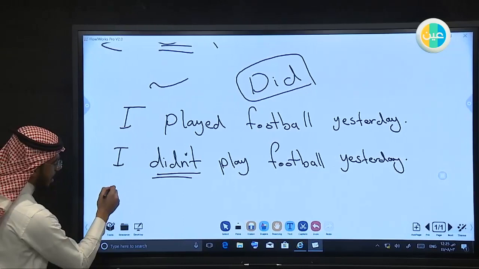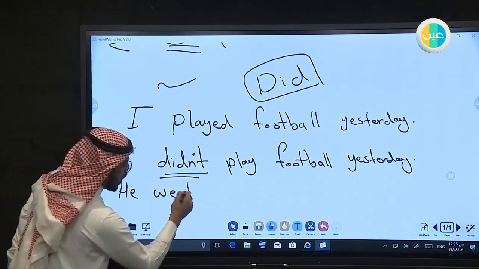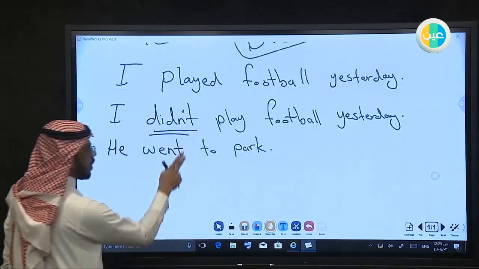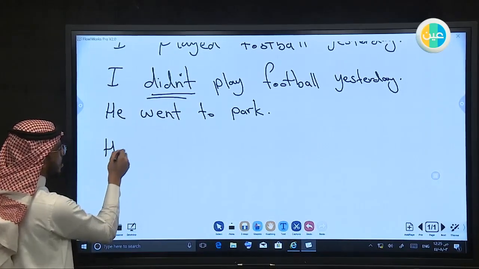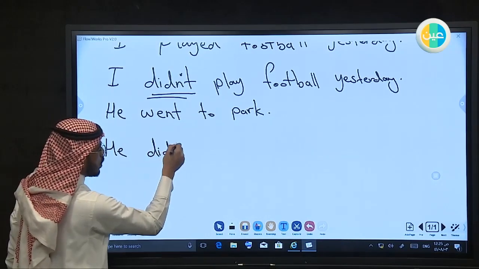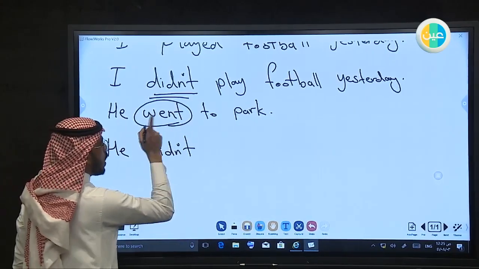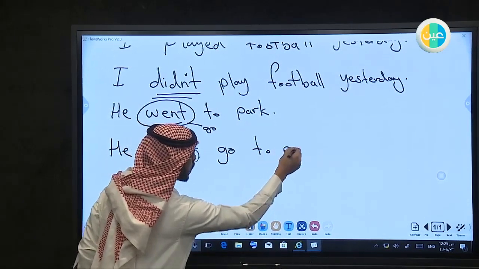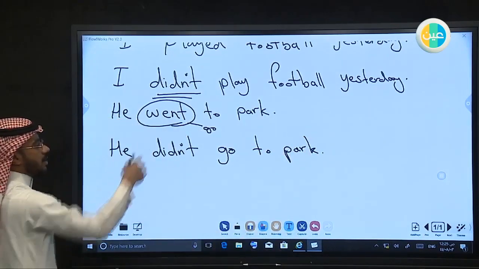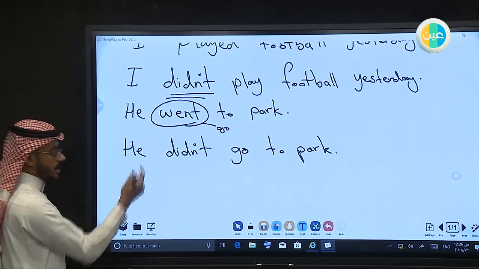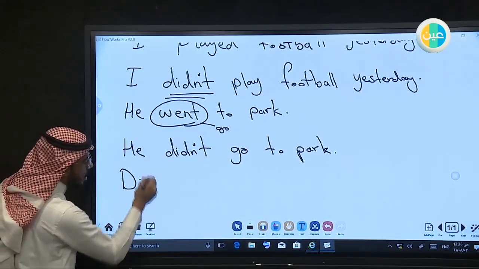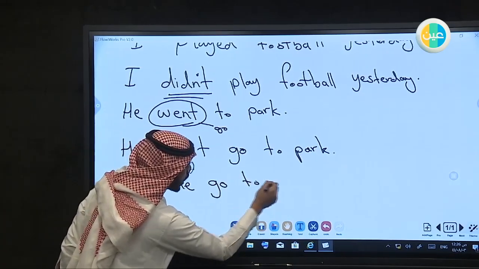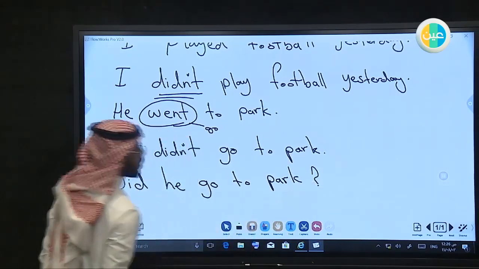حتى مثلا لو قلت he went، هو ذهب to park، ذهب للمنتزه. كيف الآن أخلي الفعل هذا في النفي؟ أقول he وأستعين ب did، he did not go. الفعل الماضي من go، رجع الفعل الأصلي، he didn't go to park. طيب كيف أحولها إلى سؤال؟ أستعين ب did أيضا وأبدأ بها السؤال، did he go to park. و don't forget a question mark.